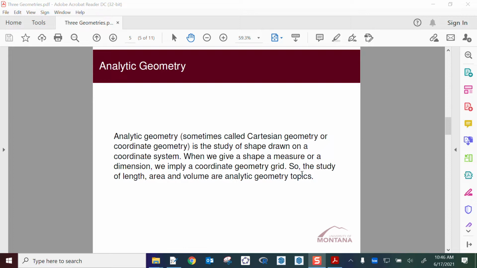So the study of length, area, and volume, which are really big in K-12 education, are analytic geometry topics as well, even though the Cartesian plane is sort of suppressed when we think about it, but we're gridding it out. So in gridding, it implies that those shapes can be placed on a Cartesian plane too, or a Cartesian three-dimensional space.